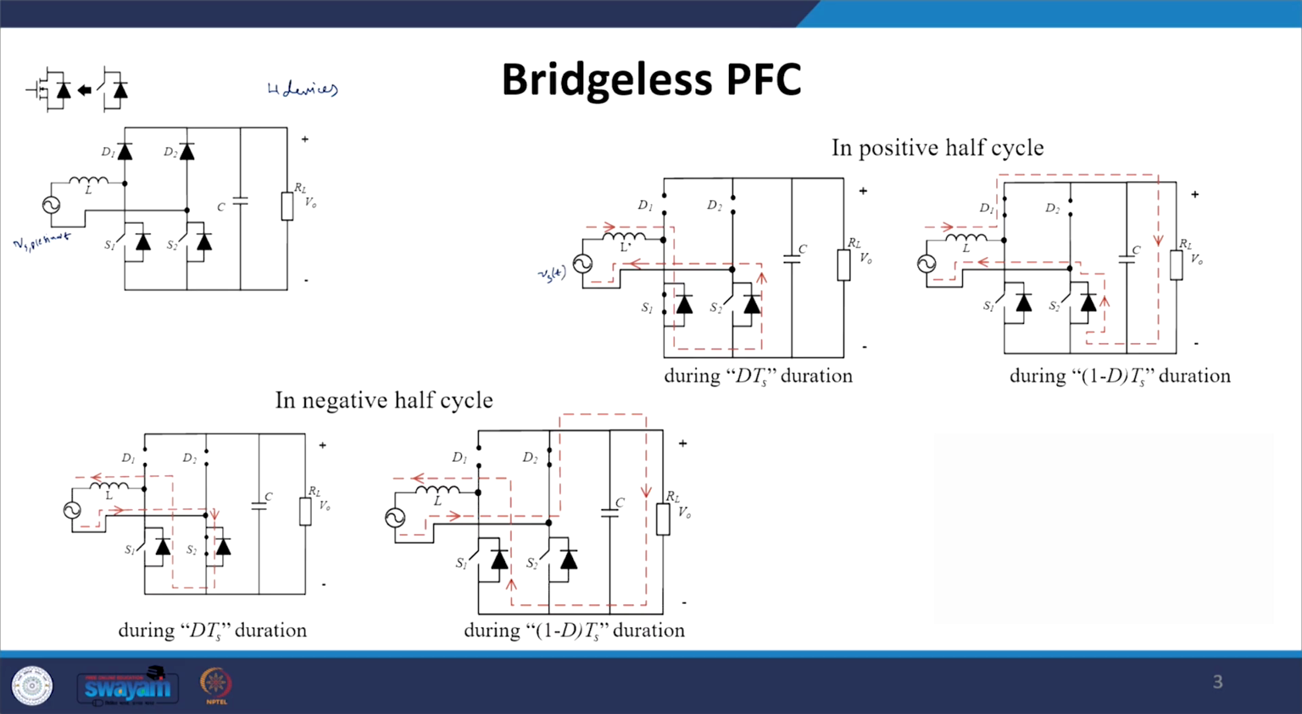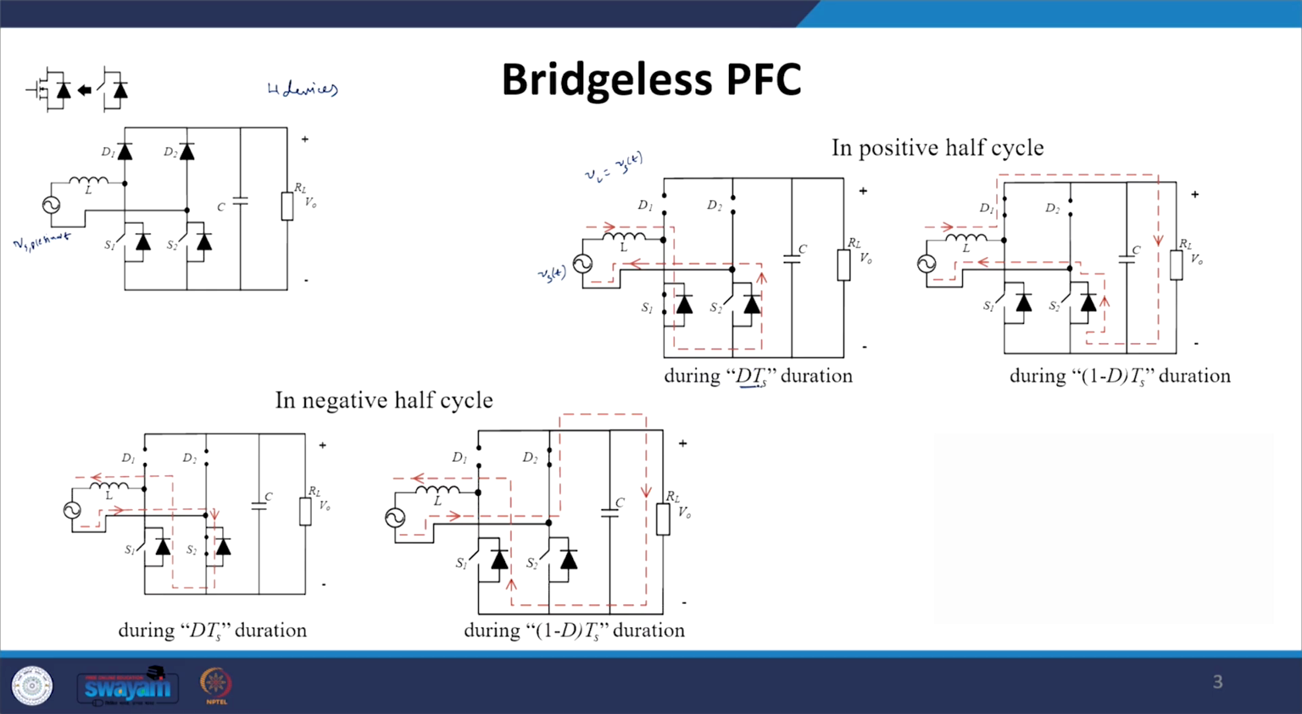Now this, if you apply the KVL, what we will get is VL equal to Vs, which has been applied across the inductor. VL is the voltage across the inductor, nothing but equal to Vs of t, or alternatively we are also writing just Vs. That is the case in the DTs duration where we are turning on our S1 switch.